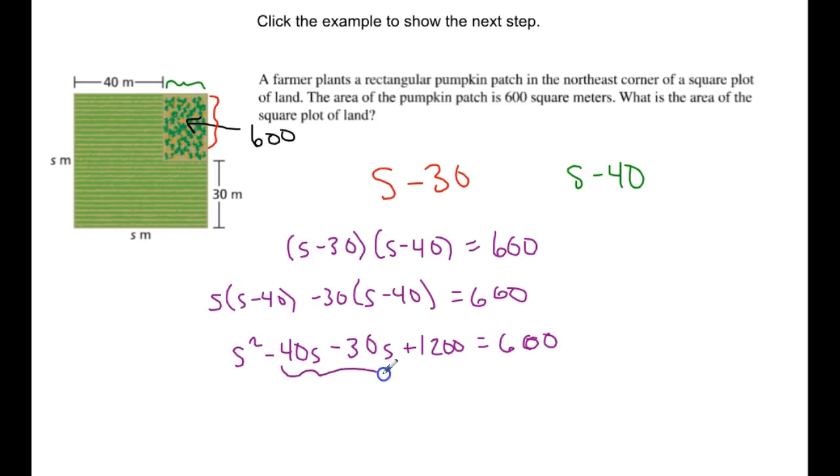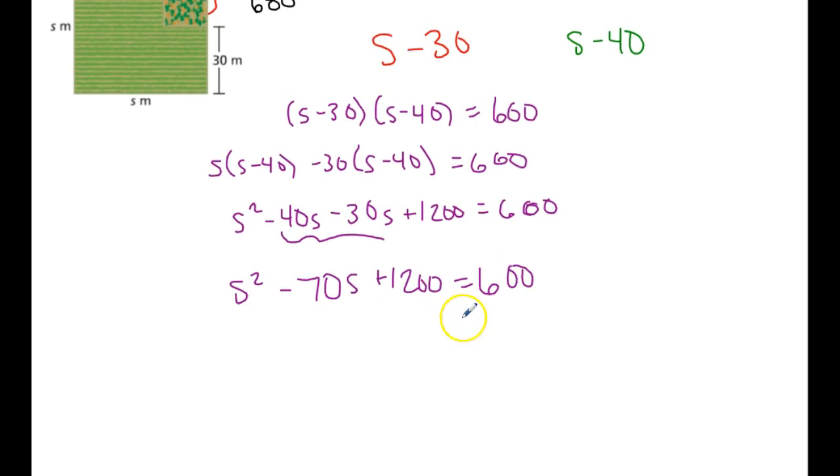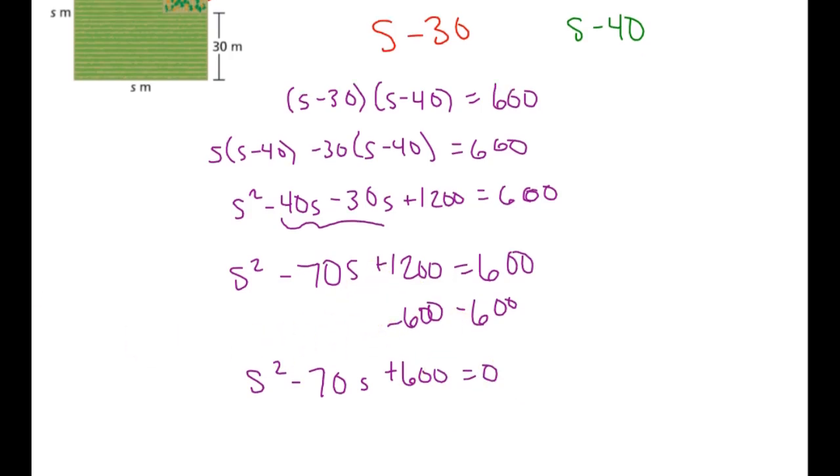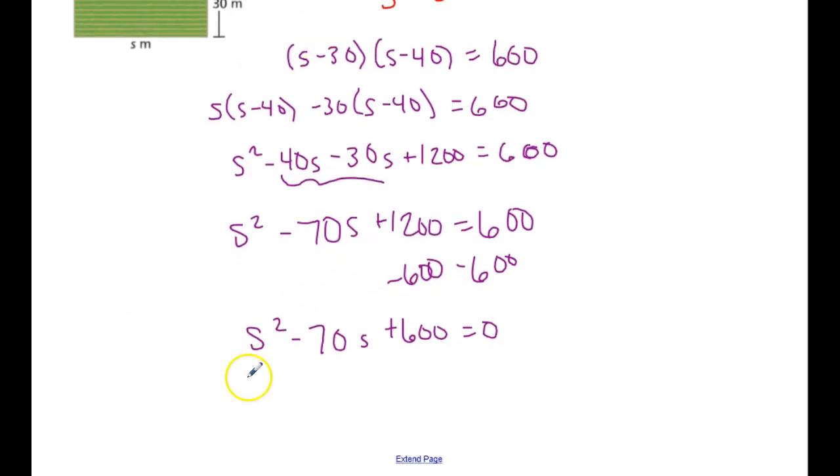So I see I have some terms that I can combine. So I end up with s squared minus 70s plus 1200 equals 600. So now I want to get everything to one side. So I'm going to subtract that 600. So I end up with s squared minus 70s plus 600 equals 0. Now that I have a 0 on this other side, I can go ahead and I can factor this trinomial.